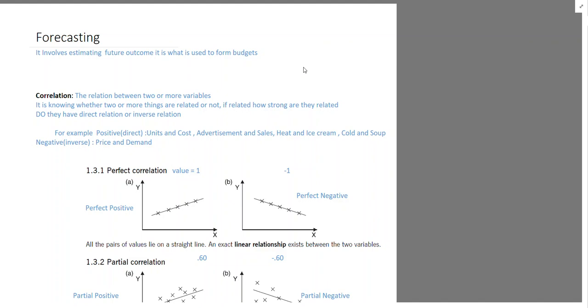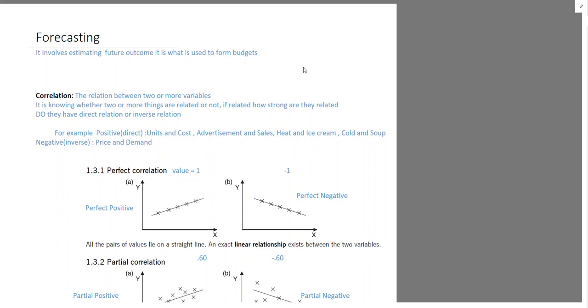So forecasting involves predicting the future outcome, mostly using the data in the past. And once we predict the outcome, we make a standard and budget from that. So forecasting and standard and budgeting is kind of related. Okay, so forecasting involves everything about the future, mostly using past data.